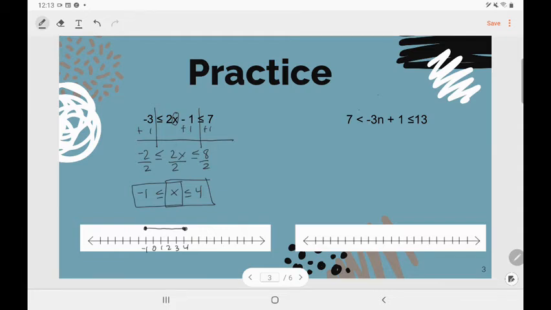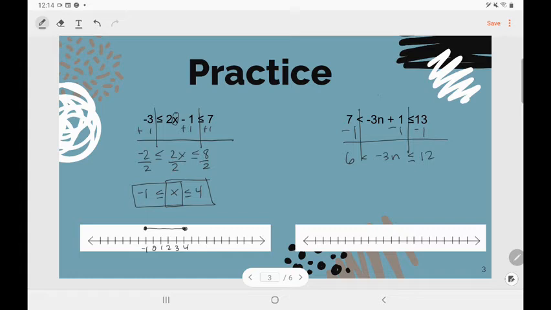On this last problem, let's go ahead and do that together. So subtract 1 as the first step to isolating n. I end up with 6 is less than negative 3n is less than or equal to 12.